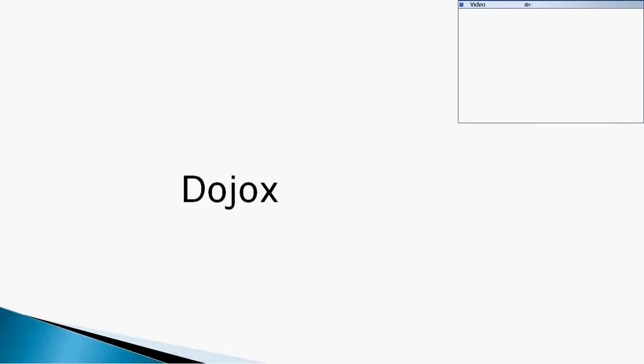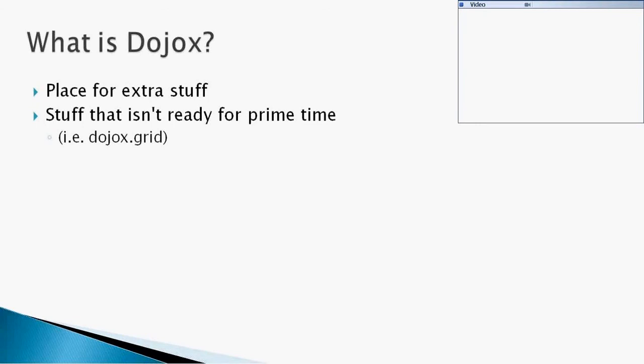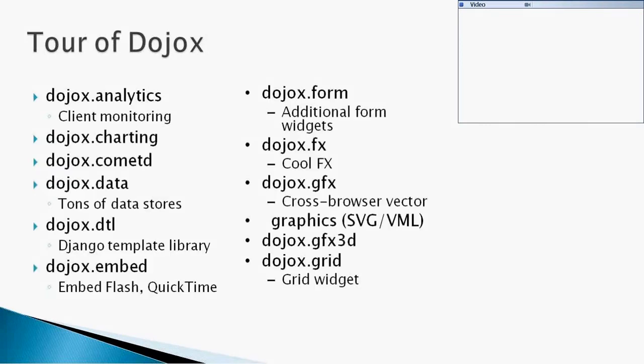Now something about Dojo X. As I've told you, Dojo X are those functionalities which are in progress or experimental right now. People are working on them, but they are not fully stable. That's why they are not inside dijit. As soon as they are more stable, they will move them to dijit itself. These are some of the things available inside Dojo X.